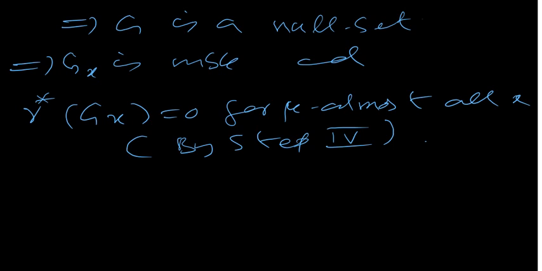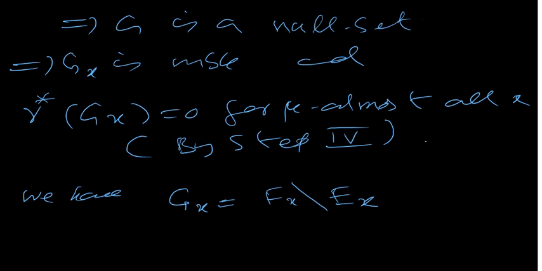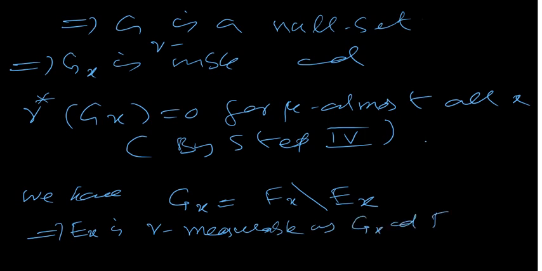So here we have Gx equal to Fx minus Ex. F is a countable intersection of sigma sets, so Fx is nu measurable, and Gx is nu measurable. Fx is nu measurable, so this implies Ex is nu measurable. You can easily verify it: Ex is nu measurable as Gx and Fx are nu measurable. Using the fact that both Fx and Gx are nu measurable, you can see that Ex is also nu measurable.